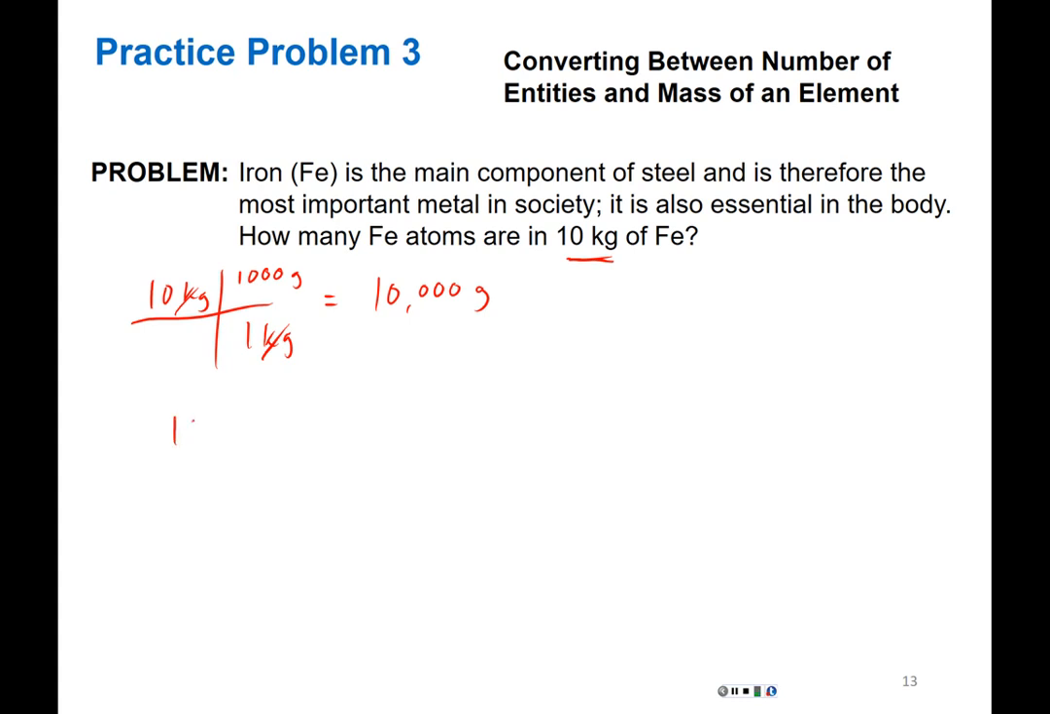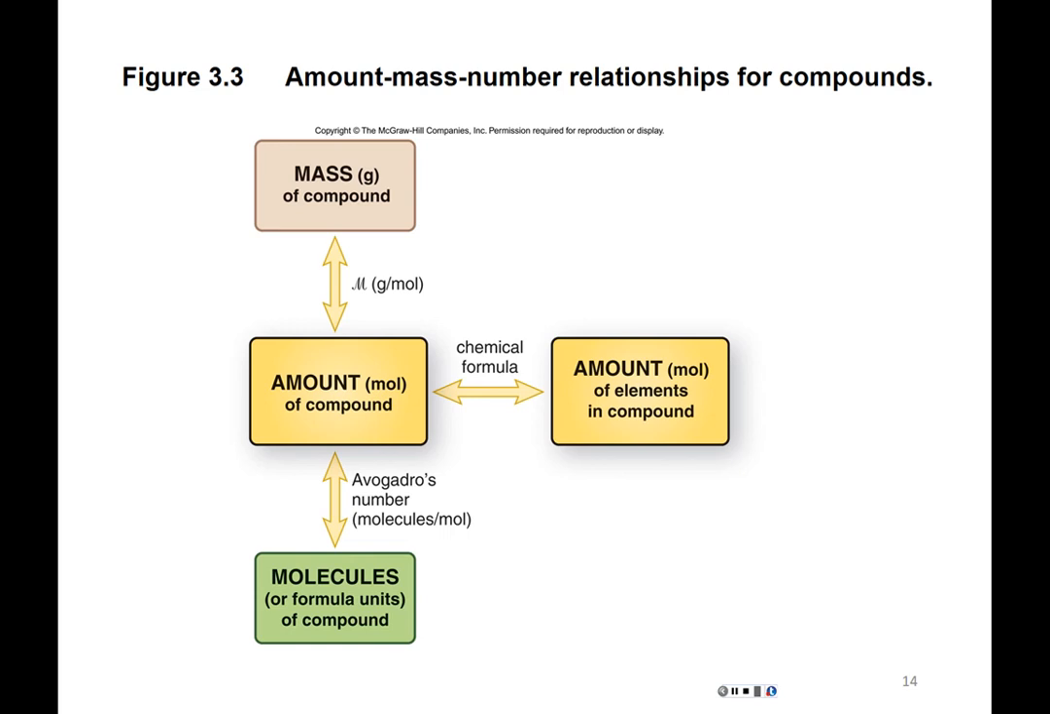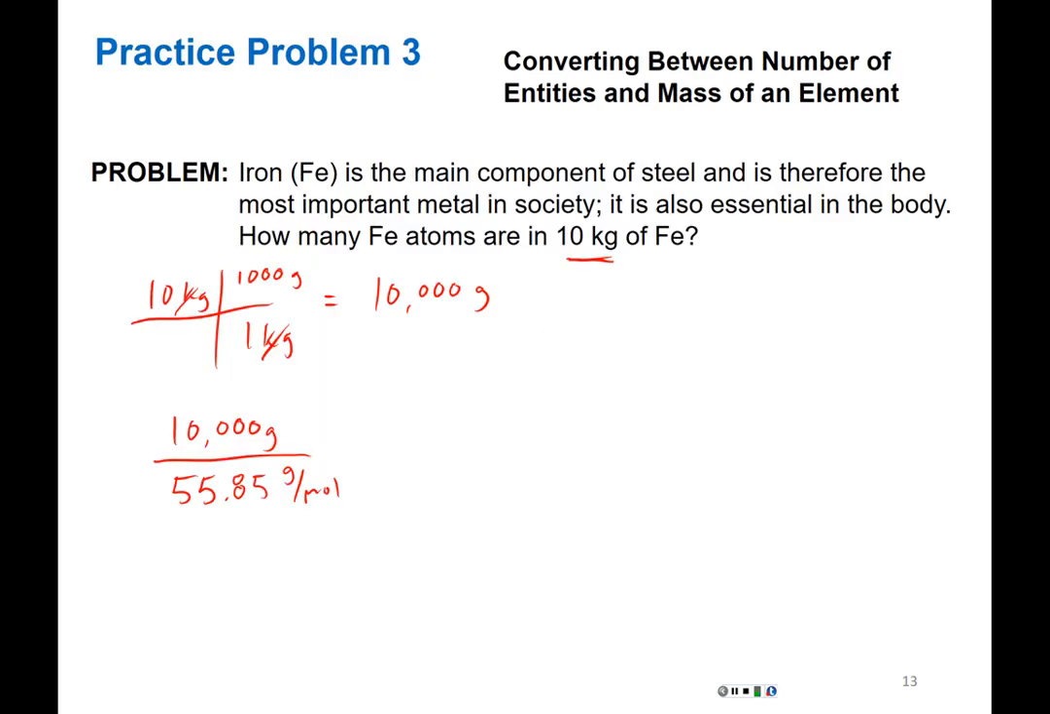Right. We then convert the mass into number of moles. We do that by dividing by the atomic weight of iron, 55.85 grams per mole. Whoops. Grams cancel. 1 over moles would just be moles, right? So we get 179 moles of iron. And then converting from number of moles to number of atoms, we multiply by Avogadro's number.